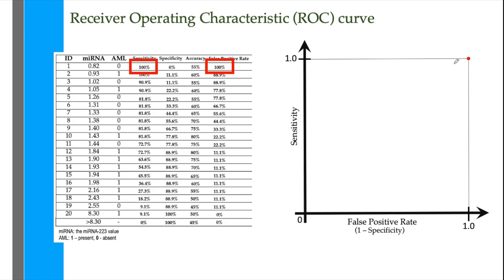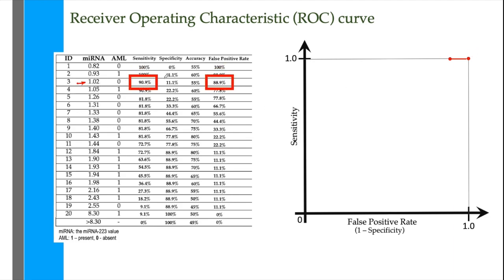Next, let's have the next one, which is 0.93. 0.93 has a sensitivity of 100% and specificity of 11.1%, which leads us to a false positive rate of 1 minus 11.1%, which is 88.9%. So graphing this as 1.0 and 0.889, we're going to have this point. So that point is when the cutoff is 0.93. And this one again is the point when the cutoff is 0.82.